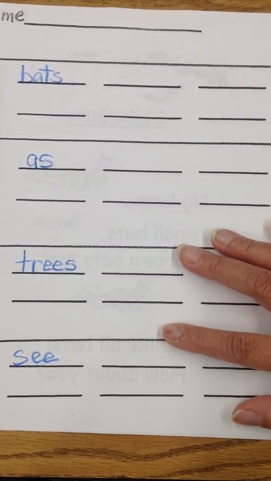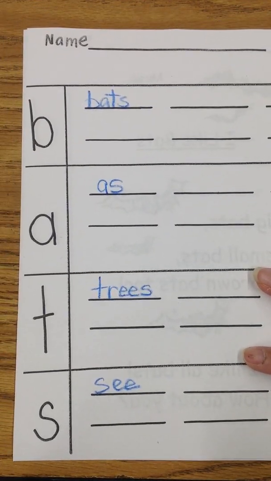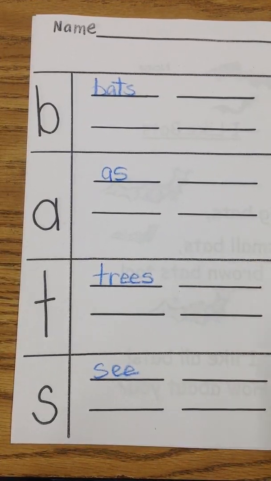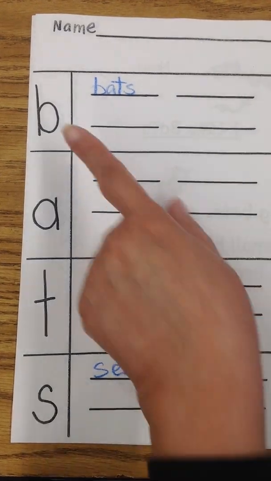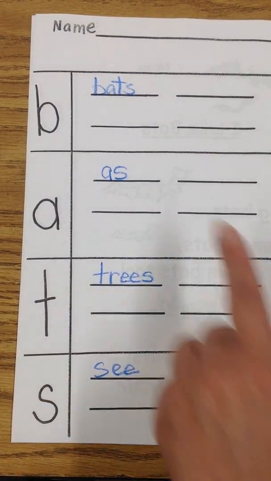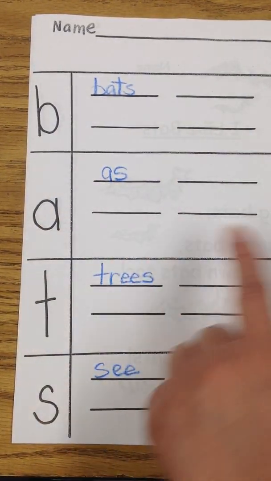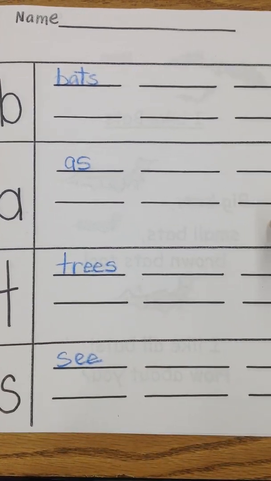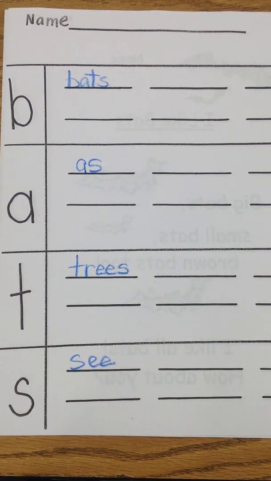So you're just going to keep looking around the house and looking for words that start with the letters in bats, B-A-T-S. And you have 6 for each letter. So keep looking around the house and hopefully you can find the words that start with each of those letters in bats. Thank you.